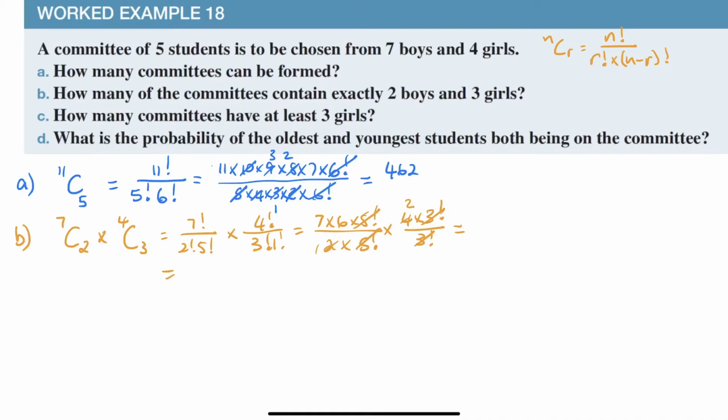So my answer is going to be 7 times 6 times 2. 7 times 6 is 42. 42 times 2 is 84.